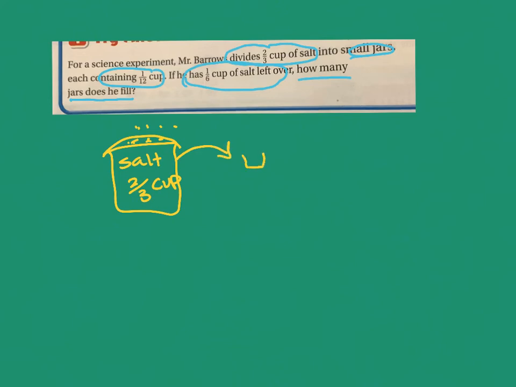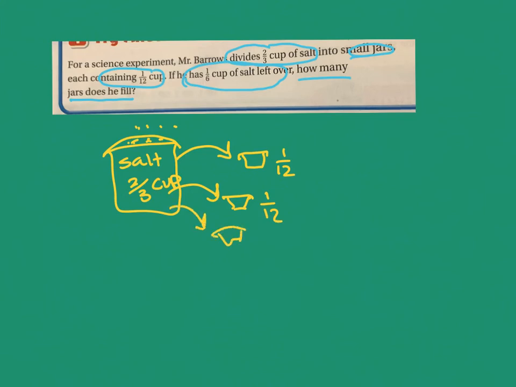Let's see what we've got going on here. He's got salt. The amount of salt he has, this is a salt shaker. There's a total of 2/3 cup in here. It's a big salt shaker. And he is taking that salt and he's putting it into little jars that are 1/12 cup in size. Repeated subtraction going on here, so in my brain I'm knowing there's some division going to be happening here.